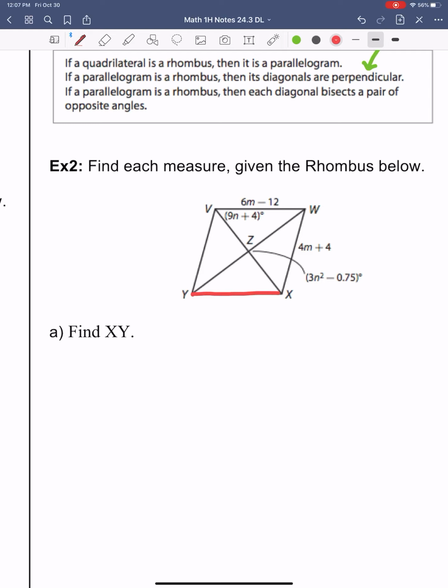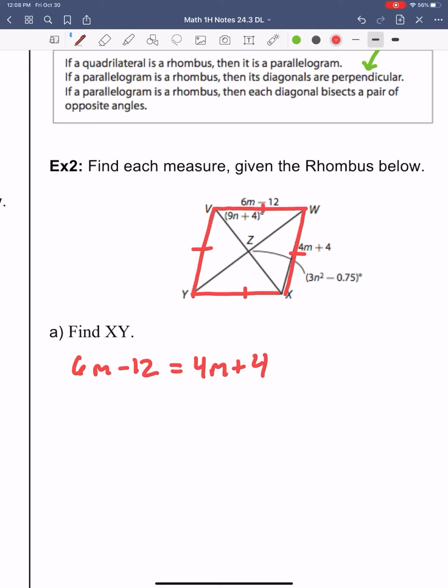Okay, and we know that xy is going to be the same as vw, and we also know that it's going to be the same as wx, and as vy, right? Because all of these sides are the same. So if I can find one side length, then I've found all of them, including xy, which is what I'm looking for, right? And so I'm going to set up an equation that says 6m minus 12, right? That's the top side there. That equals the side over here, which is 4m plus 4, because all side lengths are the same here for this rhombus.